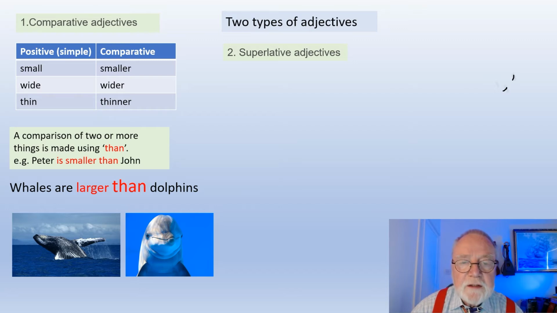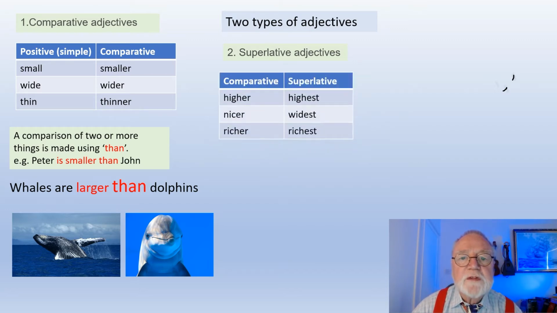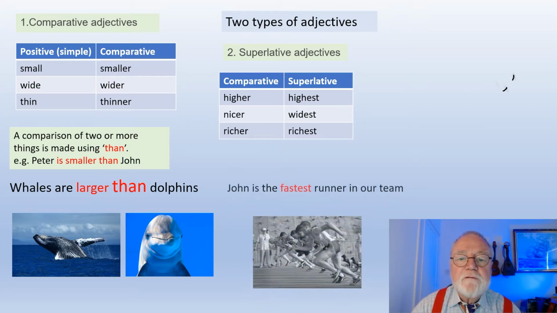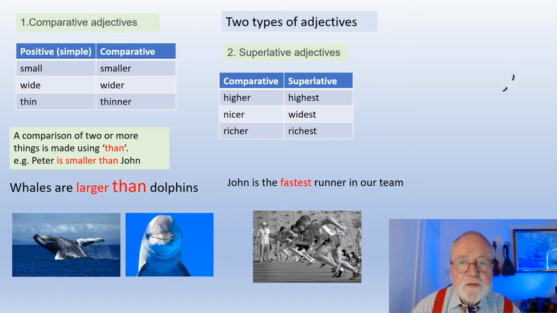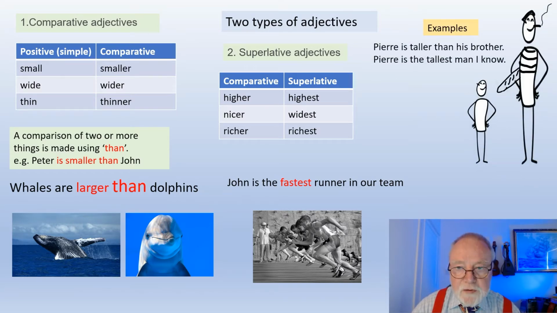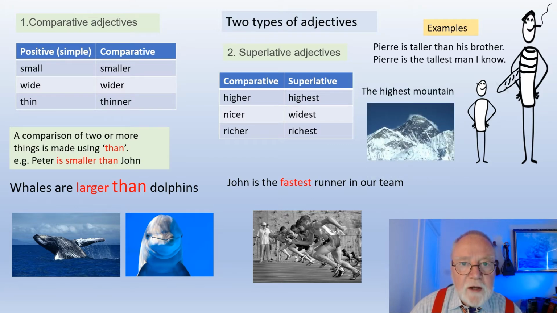Superlative adjectives, on the other hand, are used to compare members of the same group. So we could say the highest mountain, we could say the fastest runner. John is the fastest runner in our team. And here's some more examples. Pierre is taller than his brother. Pierre is the tallest man I know. So of all the men, the group of men I know, Pierre is the tallest. And if I asked you which is the highest mountain in the world, you would probably say Everest is the highest mountain. In other words, the highest of all the group of mountains.